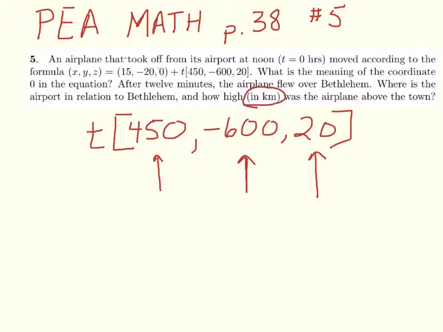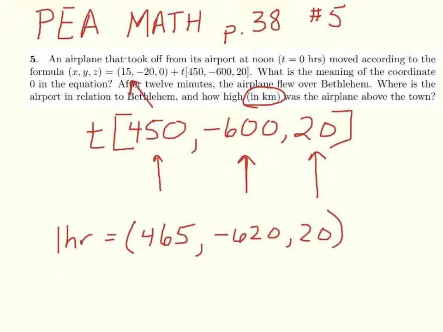So we know after 1 hour, we would add the 450 to the 15. If we wanted to think about it that way, at 1 hour we would be at the point 465. Oops, why did I put a comma there? So which one's the base? 15, negative 20, 0? That's a starting spot, yeah. So in 1 hour, we'd be at 465, negative 620, 20. I want you to get that idea because worst case scenario, you can always draw a t-table and start to get an idea of where the plane is at each interval of time.